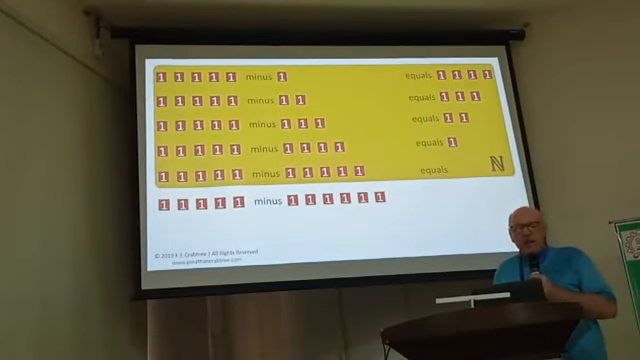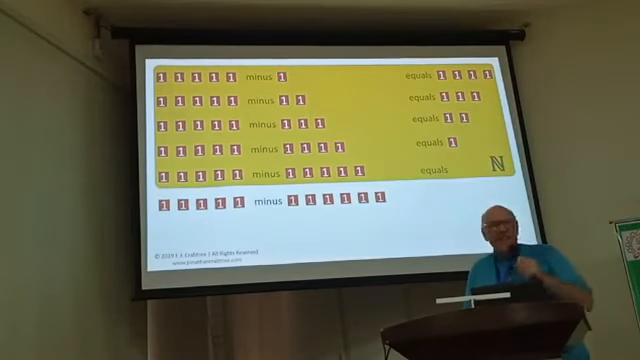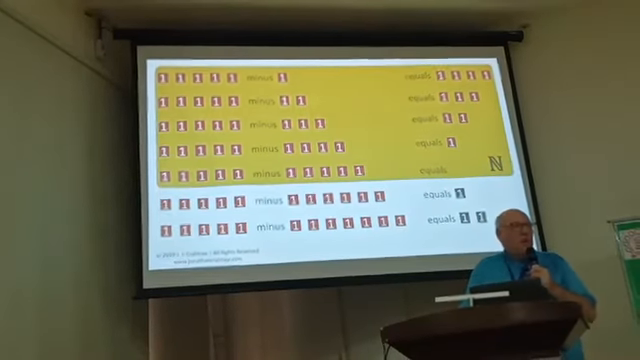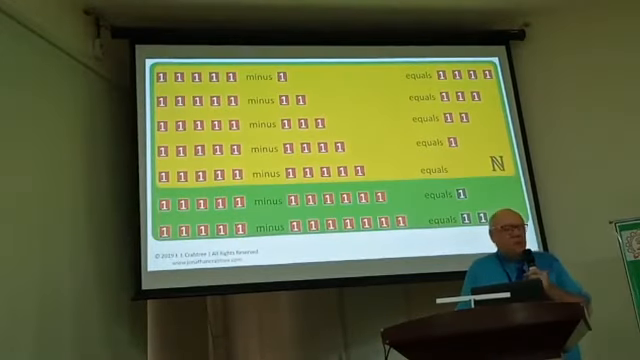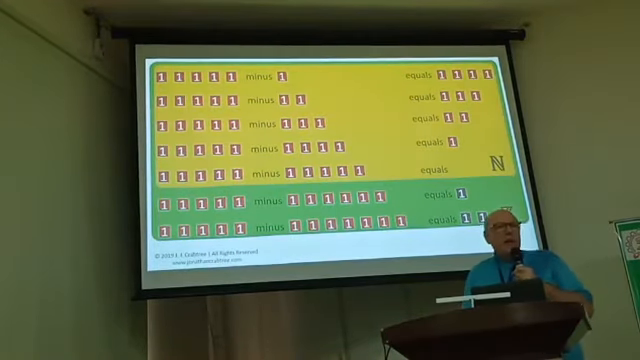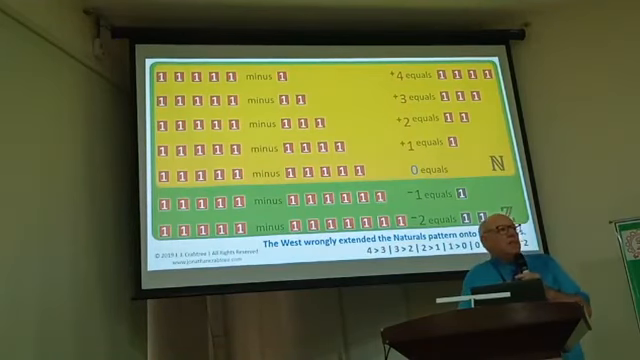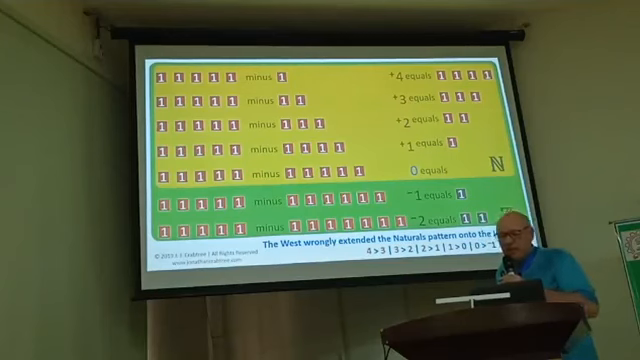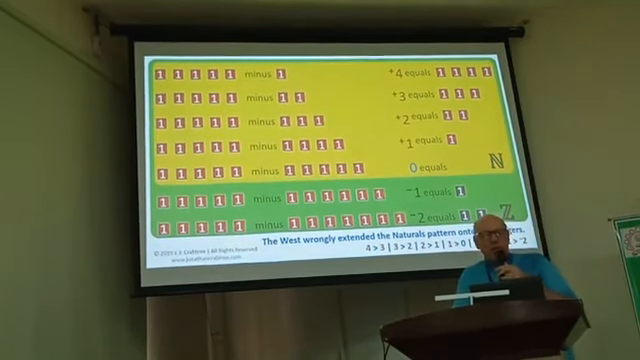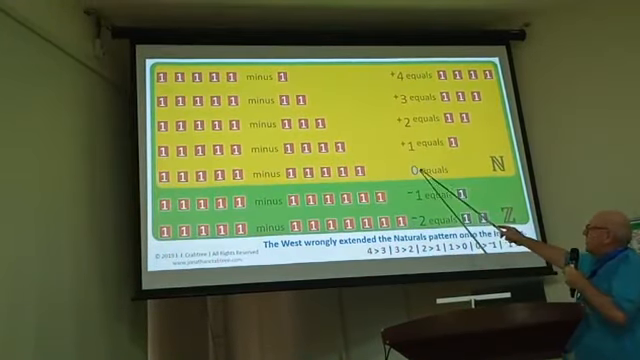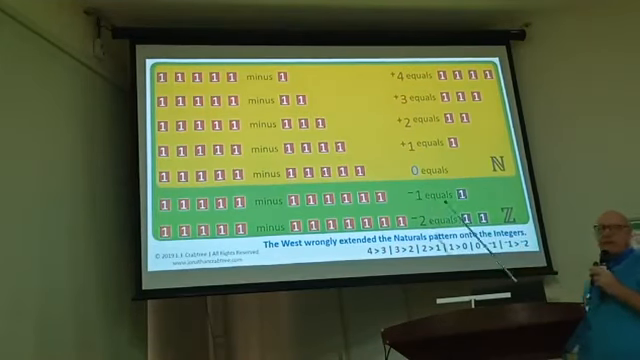So it then became 5 minus 6 equals negative 1. 5 minus 7? Negative 2. And therefore, by extending the set of natural numbers, that's how the set of integers was created. Now, I'm oversimplifying, but the actual logic behind what's going on is the important thing to understand. What the West did is they looked at the pattern. The West wrongly extended the naturals pattern onto the integers. So we say, well, 4 is greater than 3, 3 is greater than 2, 2 is greater than 1, 1 is greater than 0, so 0 must be greater than negative 1, and negative 1 must be greater than negative 2.